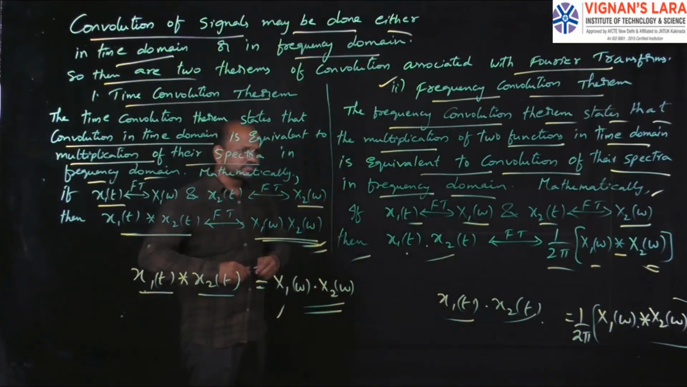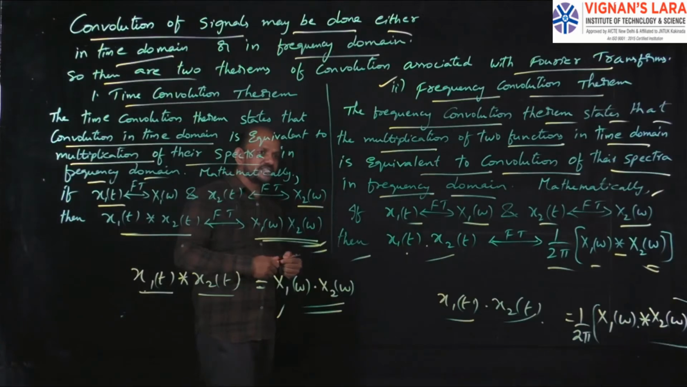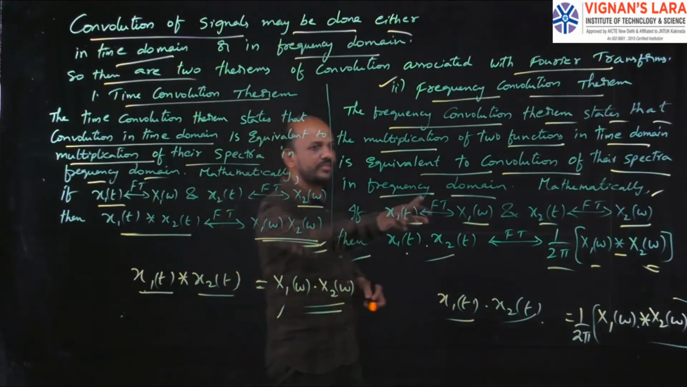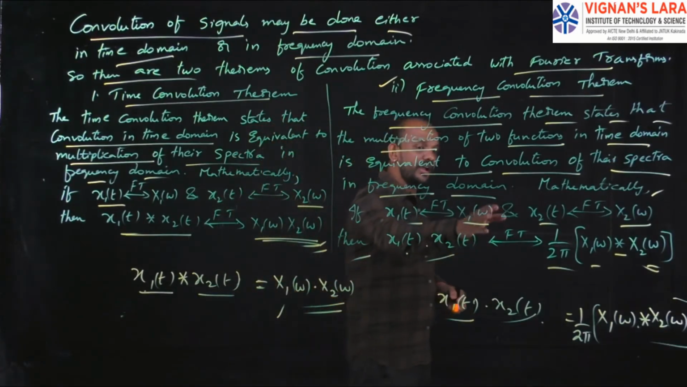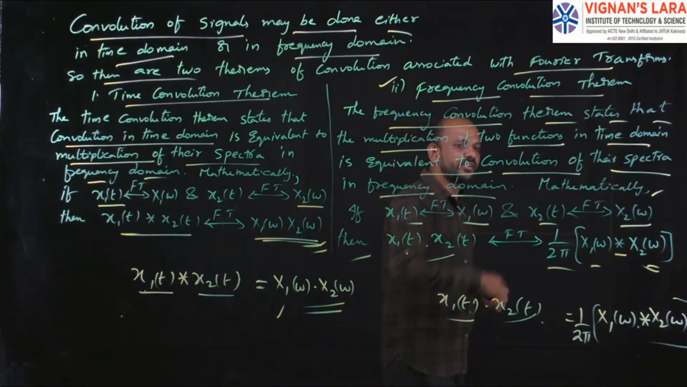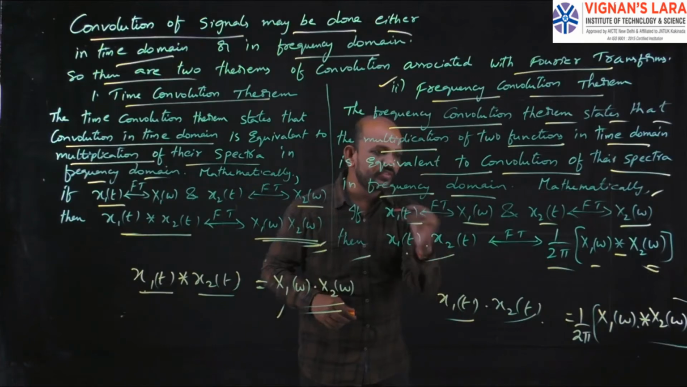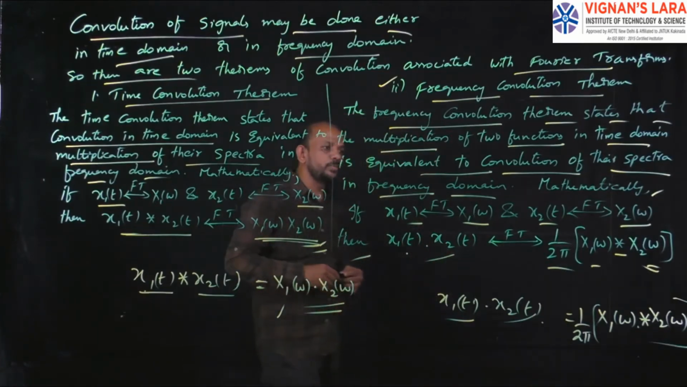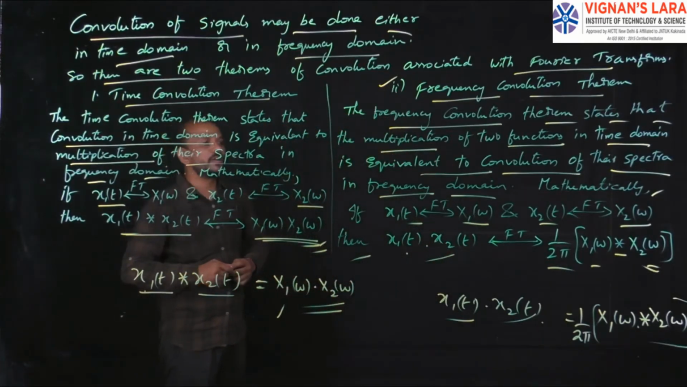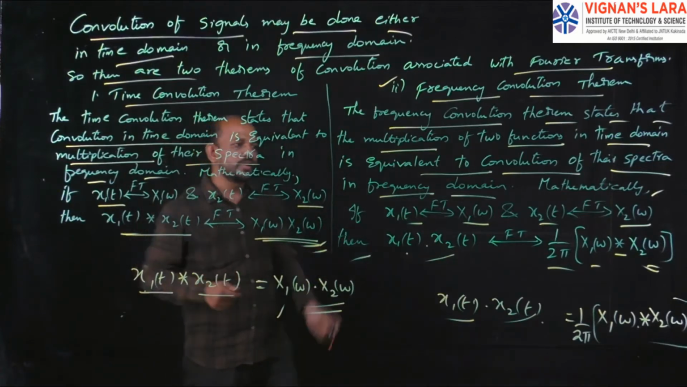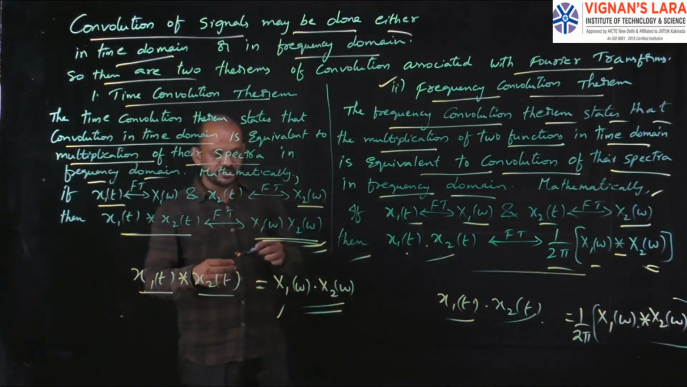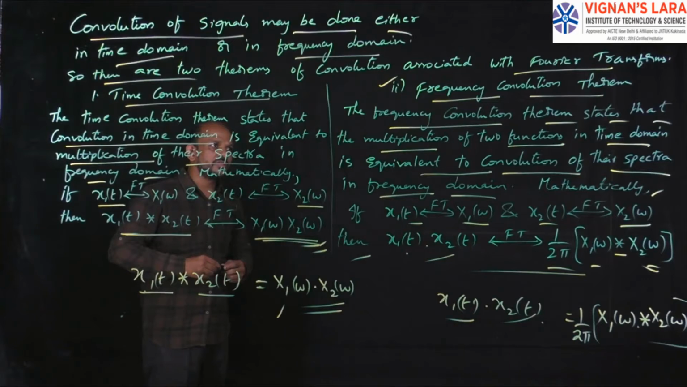So finally, the frequency convolution theorem states that if x1 of t has a Fourier transform X1 of omega, and x2 of t has a Fourier transform X2 of omega, then x1 of t into x2 of t will have a Fourier transform 1 by 2 pi into capital X1 of omega convolution capital X2 of omega. Simple. This is the mathematical representation of frequency convolution theorem.